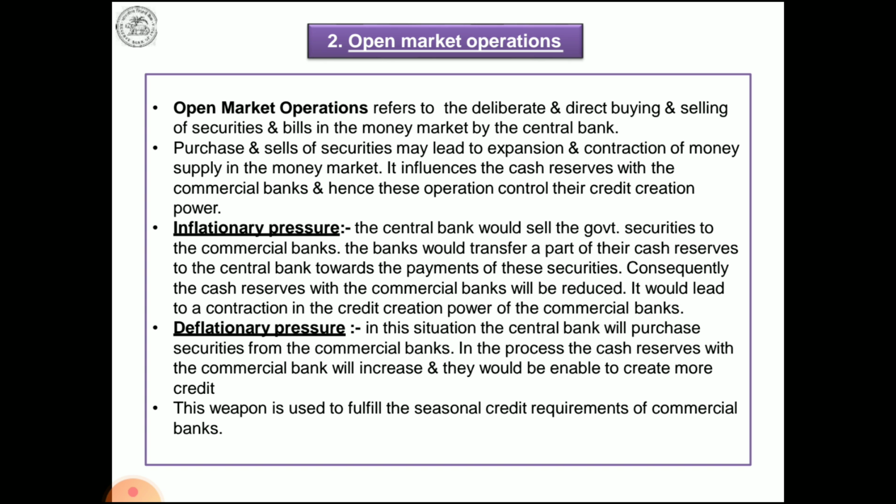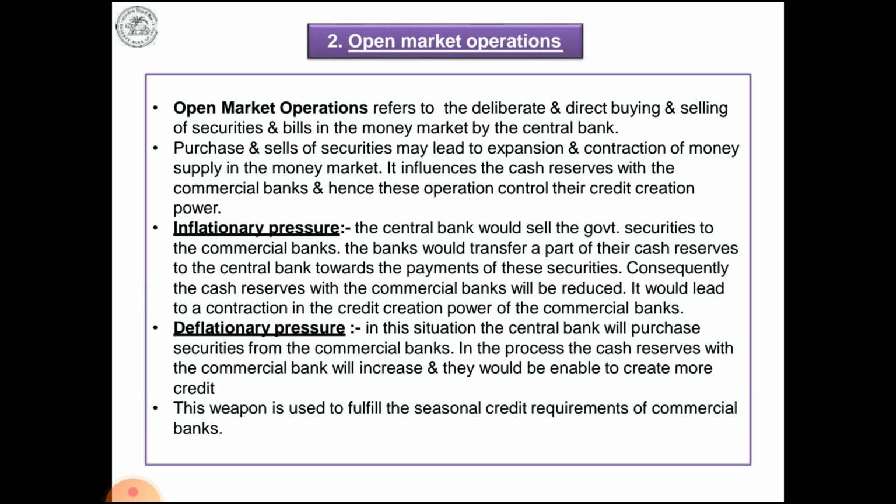Now, how much money is remaining with the commercial bank? Maybe 800 crores out of 1000. Now, money has been reduced. That is called contraction. Now, less amount of supply will happen in the nation. This is done in case of inflationary pressure.